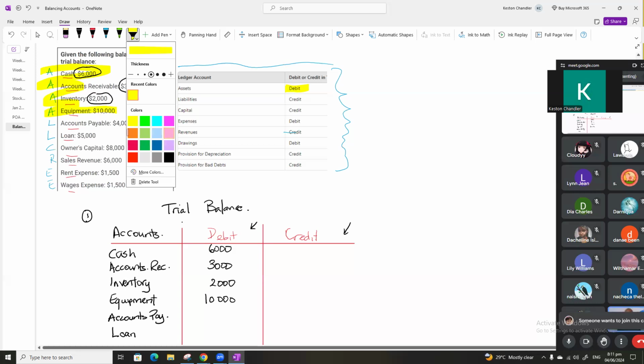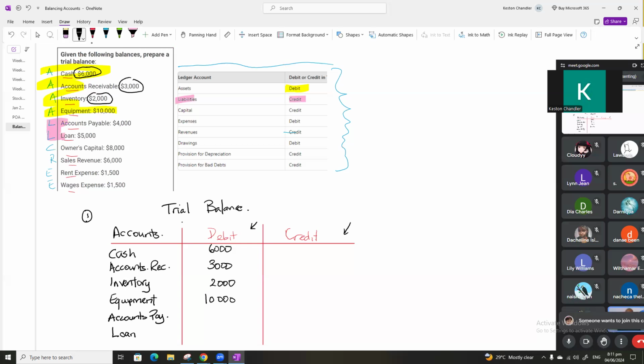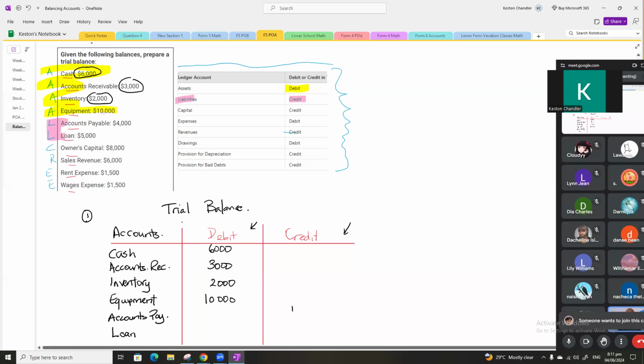And then I know, these here are liabilities, so they have to go in the credit. So I can come back here now and I can take those figures. Accounts payable, that's 4,000, right? Drop that right here in the credit column. Loan, 5,000, put on the credit column. Everybody understand that now? Yeah?